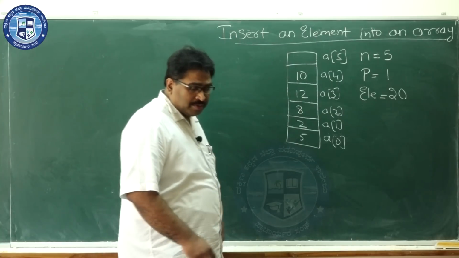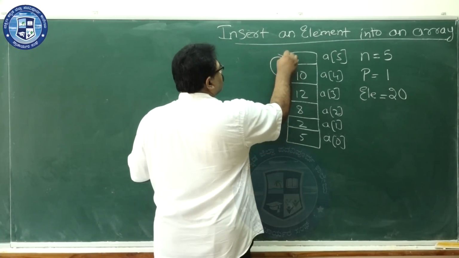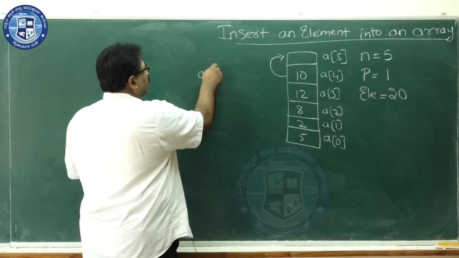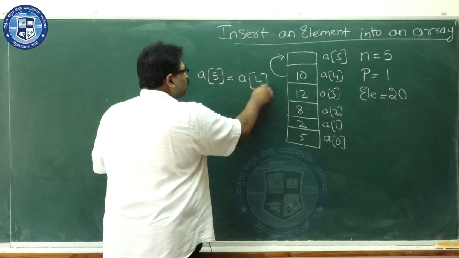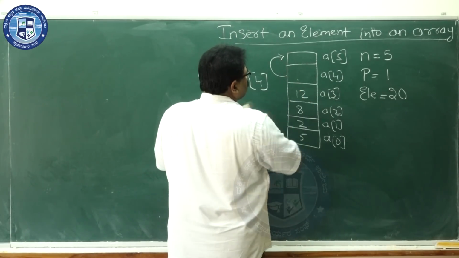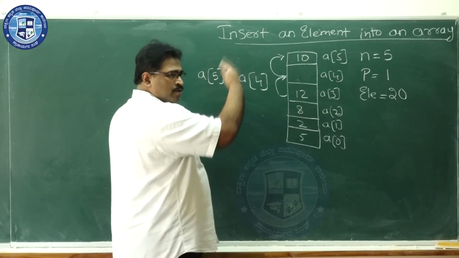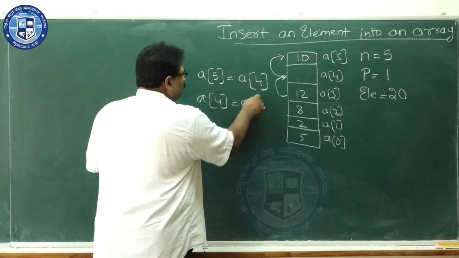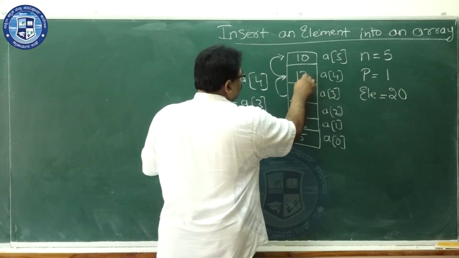So what I need to do here, first, I need to shift this value to A of 5. So if I put down over here, how I'll write down? I'll say A of 5 is equal to A of 4. It means 10 will be shifted here. Now this 12 I'm going to shift above. So that means A of 4 is equal to A of 3. So 12 has been shifted here.